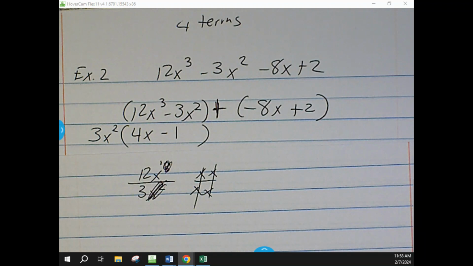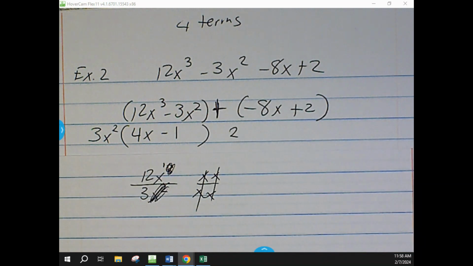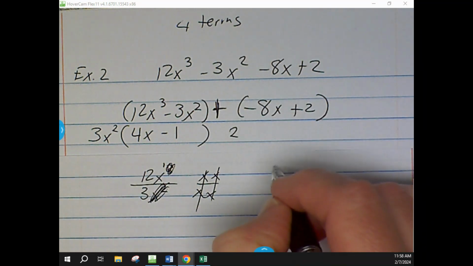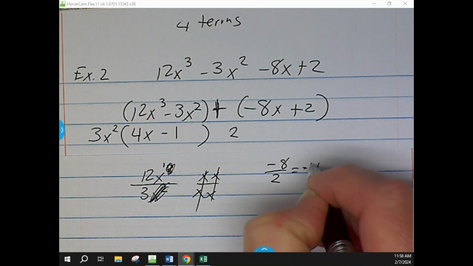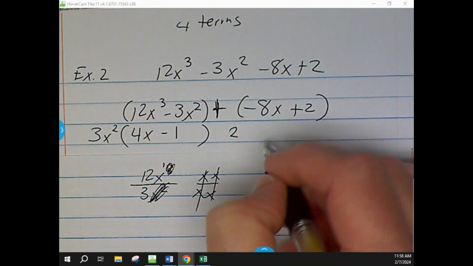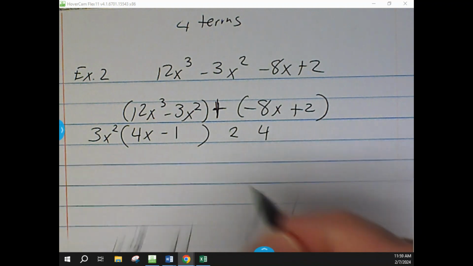All right. What about 8 and 2? Can you divide something into both 8 and 2? Yeah, both even, right? So you know you can divide them both by 2. Now, here's where you have to kind of stop for a minute. So what if we take negative 8 and divide it by 2, that would be negative 4, right? Okay, so if we put 4 in here and we put a negative on it, I'm going to use a pencil for just a second.